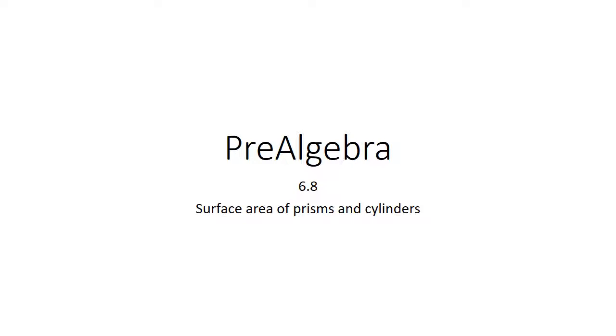Right, this is video 6.8. We've talked about volume of prisms, cylinders, spheres, cones, and pyramids. Today we're going to be talking about the surface area of prisms and cylinders.